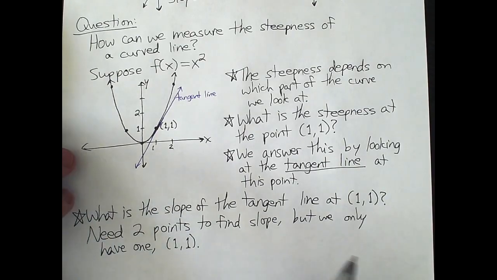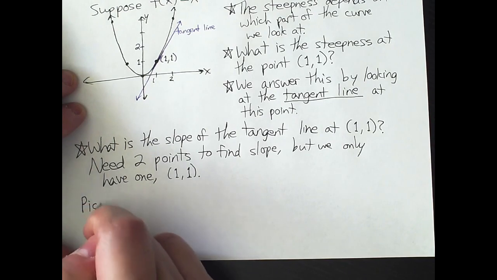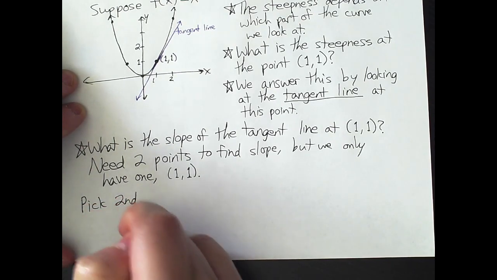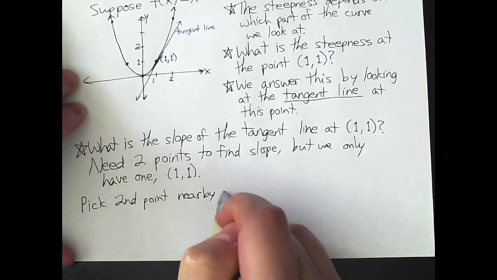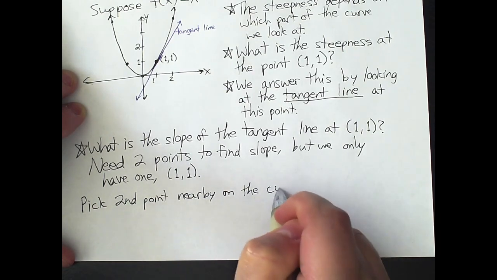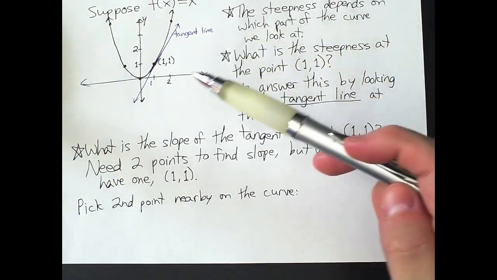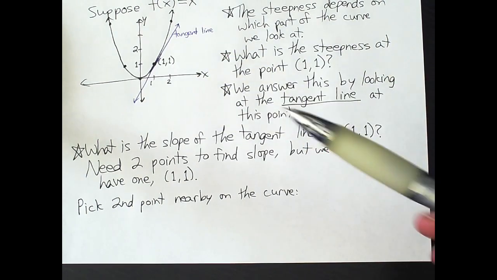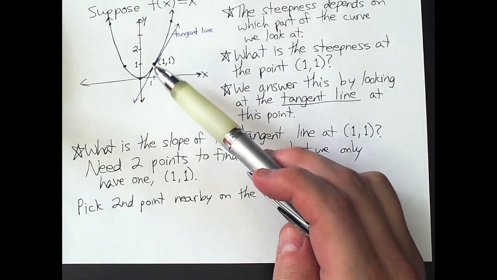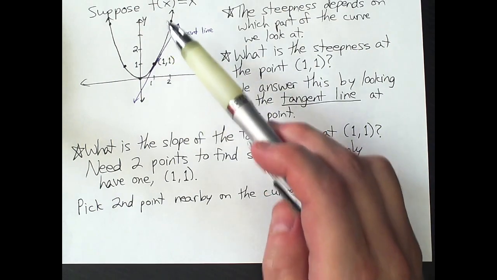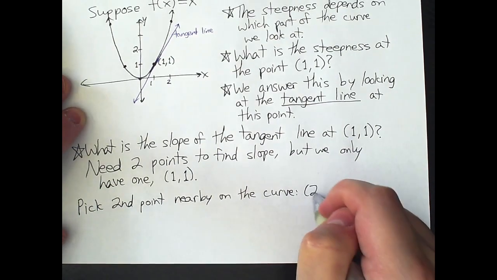So here's an idea. If we need 2 points to calculate slope, then let's try to pick a second point nearby on the curve. I guess you could say that technically we would really like to pick a second point on the tangent line, but we don't know the equation of the tangent line, so we don't really know any other points that are guaranteed to be on it other than 1, 1. But we do know a bunch of points that are on the curve. So let's try the point 2, 4.